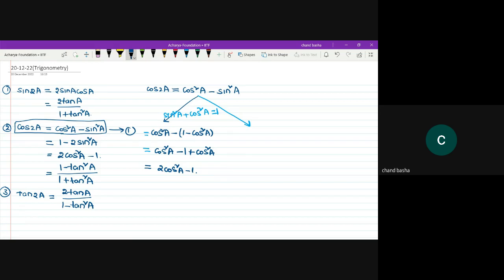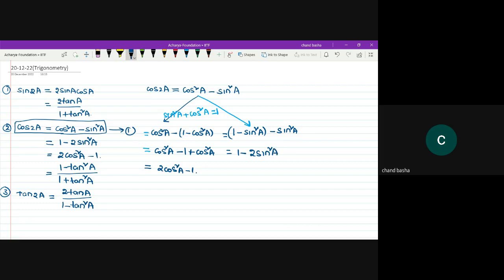And in the next part, what is being asked? Same, but instead of cos square minus sine square, we require only in terms of sine. In place of cos square, what can I write? 1 minus sine square A, minus the sine square A we already have. This is equal to 1 minus sine square A minus sine square A, which is 1 minus 2 times sine square A.